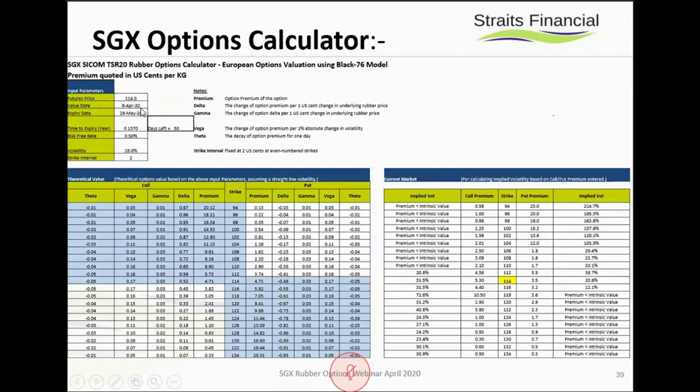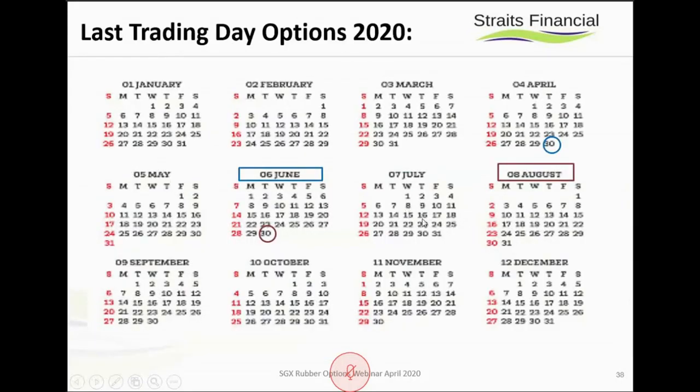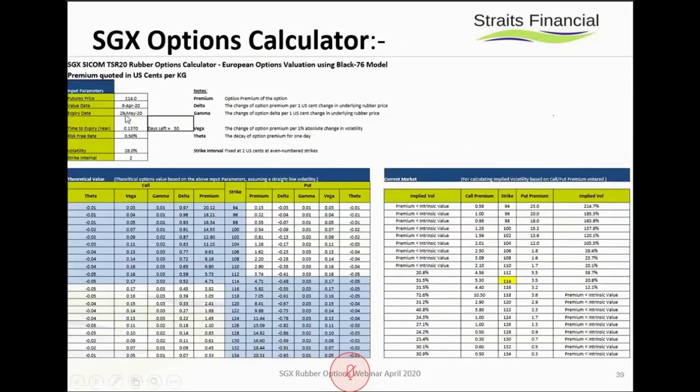Value date is the current date today. Today we are at the 9th of April, so I key in 9th of April. And the expiration date. Remember, when is the last date for July? For the July option, the last trading day will be the 29th of May. We have gone through the exercise just now, so 29th of May will be the expiration date. You key in here, and immediately it will tell you how many days. This option has a tenor of 50 days left.